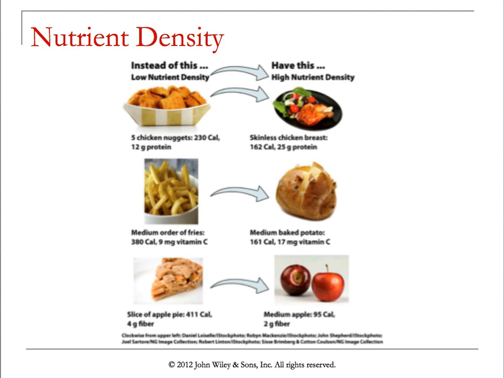Now this slide shows 3 examples of foods in a low nutrient dense state and in a higher nutrient dense state. So just some comparisons. The top one shows chicken nuggets on the left, and on the right we have a skinless chicken breast. The chicken nuggets, there's more than 5 in the picture, but a serving of 5 chicken nuggets would contain about 230 calories and 12 grams of protein.